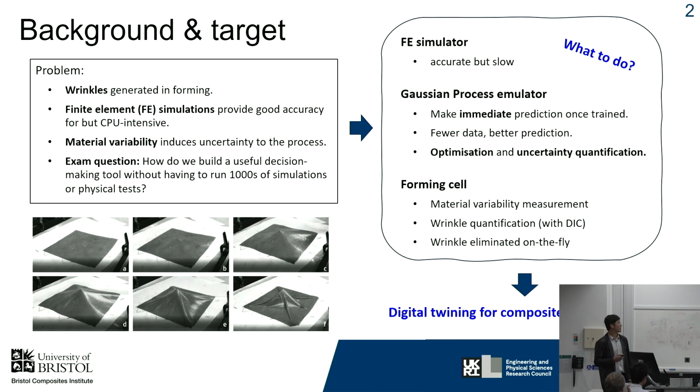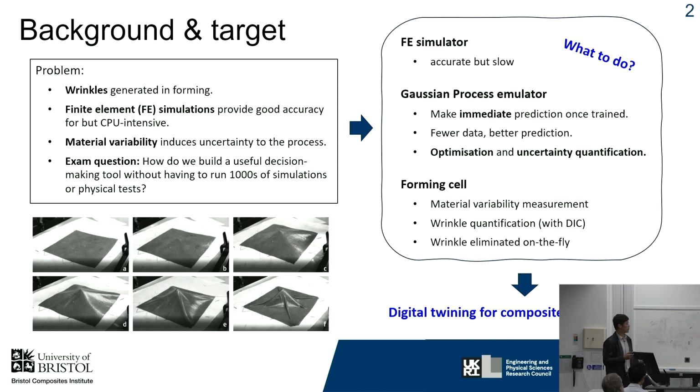So eliminating the wrinkle is the target, and it is very expensive to make the physical trials in the real world. So we use the finite element model. It is very accurate, but traditionally very CPU intensive. Another problem is that the material has some variability, which gives a lot of uncertainty to predict the process. So our question is how can we optimize this process at as low a cost as possible without having to run a lot of simulations or physical trials.